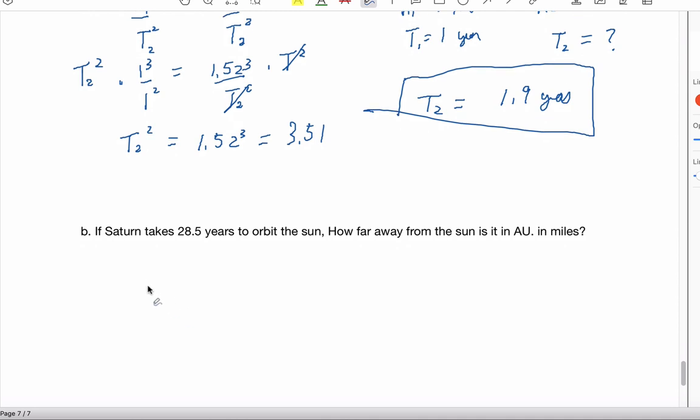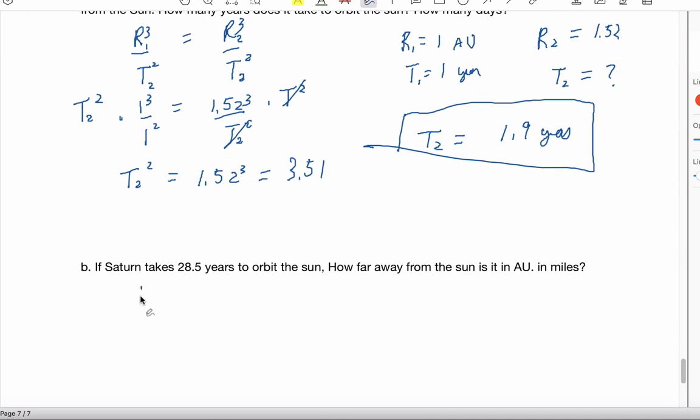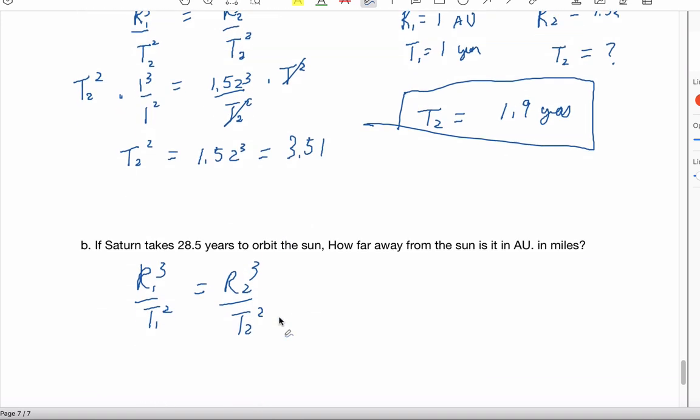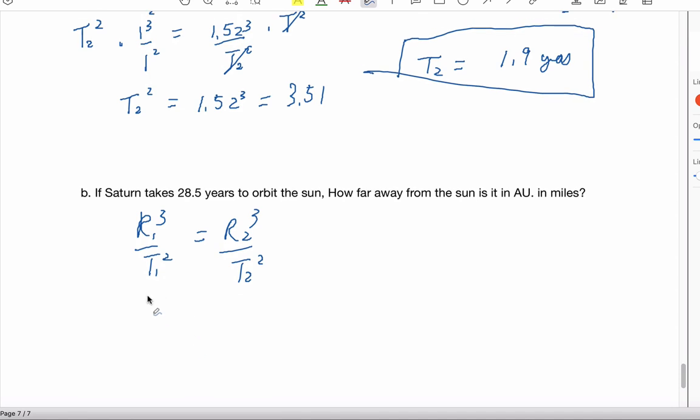All right. So if Saturn takes 28.5 years to orbit the sun, we want to know how far away it is from the sun in AU and in miles. So again, r1 cubed over t1 squared equals r2 cubed over t2 squared. So we have 1 cubed over 1 squared equals r2 cubed over 28.5 squared. Let's multiply both sides by 28.5 squared. We're going to cross multiply here.